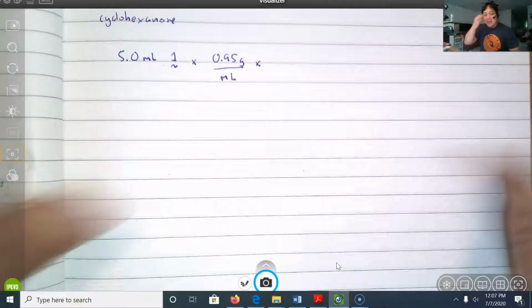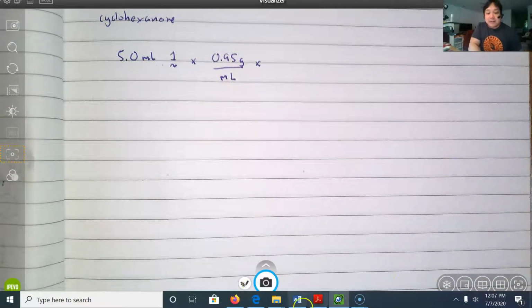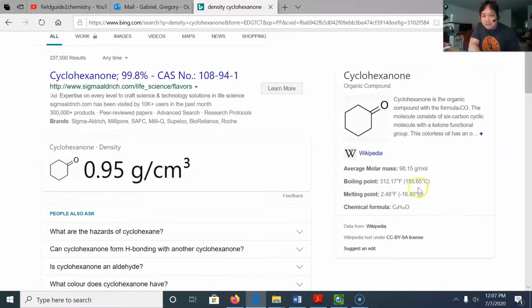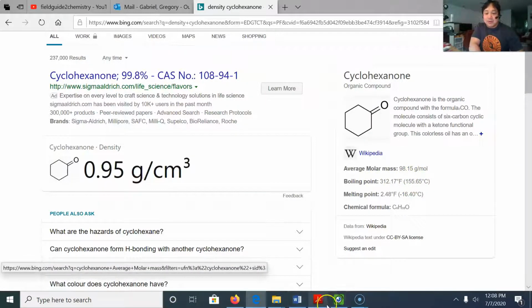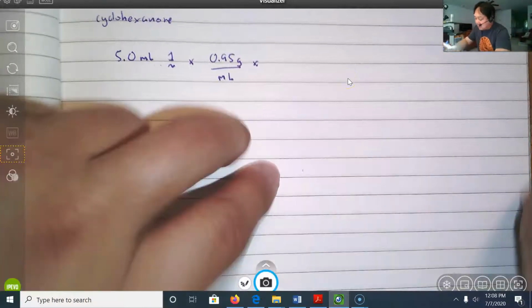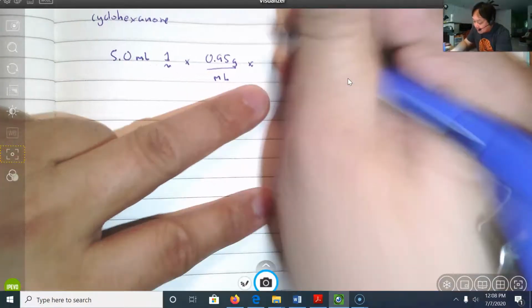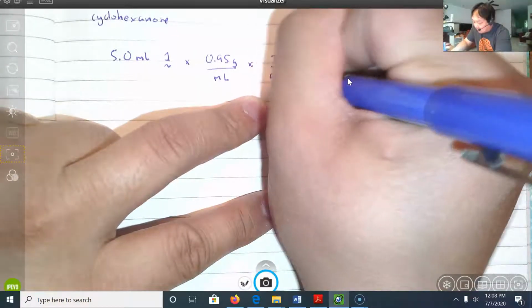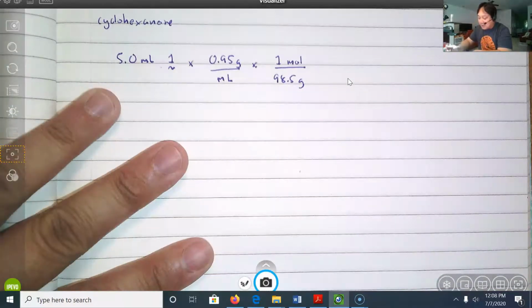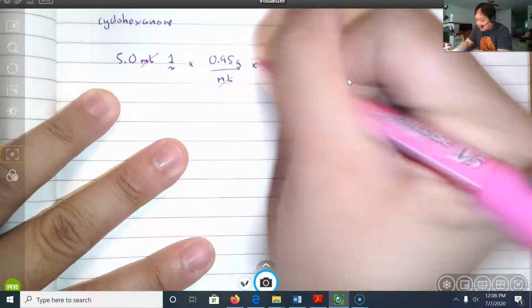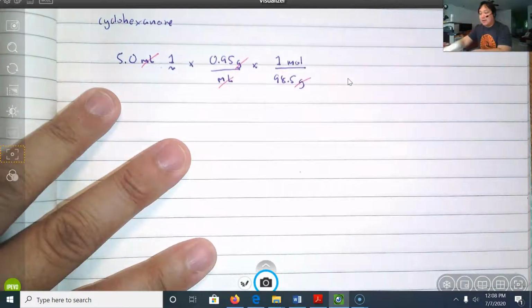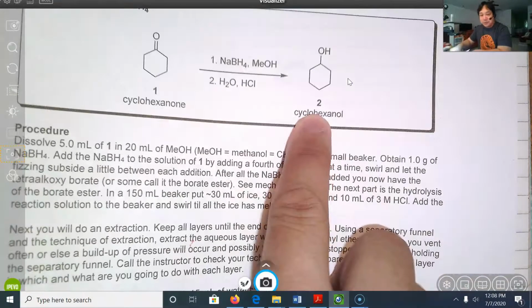Now I'm at grams, and I need the molar mass. Let's take a look at the molar mass. Close, almost the same number: 98.15 grams per mole. But I need to cancel out grams, so we're going to invert it and have moles on top, 98.15 grams. Here's my pink pen. Cancel, cancel, cancel, cancel. I have moles of 1, but I really need moles of 2, the product.